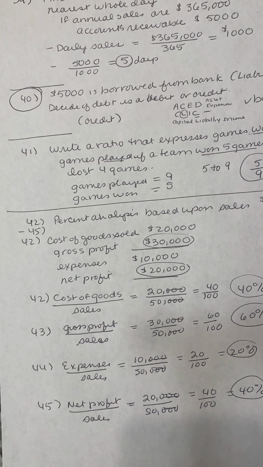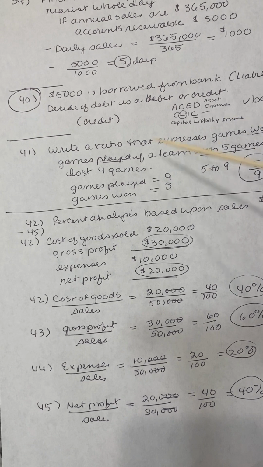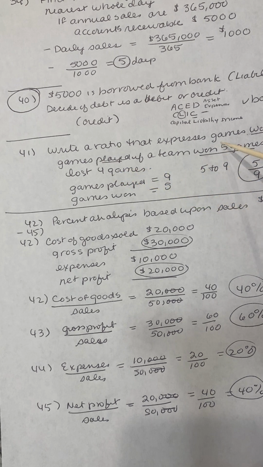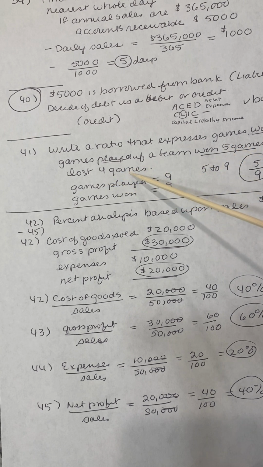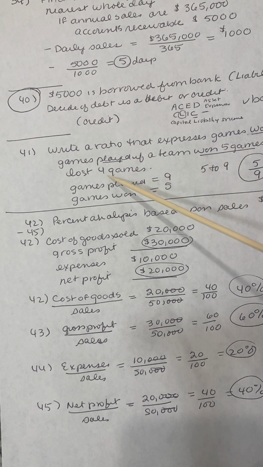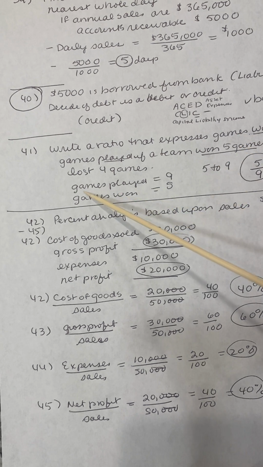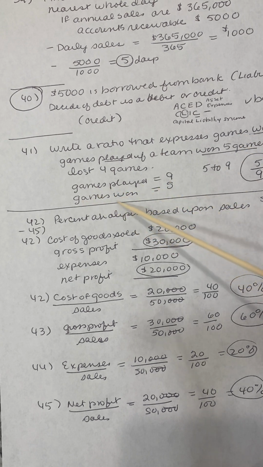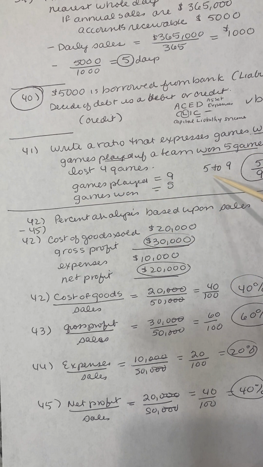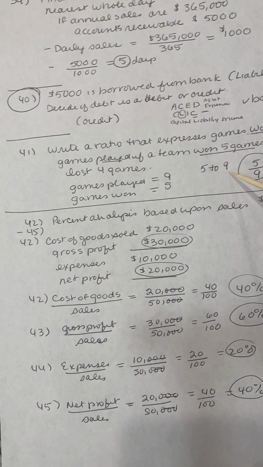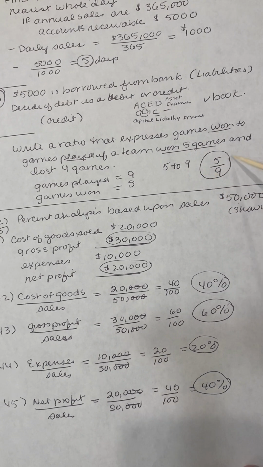Write a ratio that expresses games won to games played by a team. So you have 5 games won, and you lost 4 games. So how many games have you played? 4 plus 5 is 9. So games played are 9, and games won are 5. So now we want games won to games played, which would be 5 to 9. So your ratio would be 5 to 9. That's pretty easy, right?